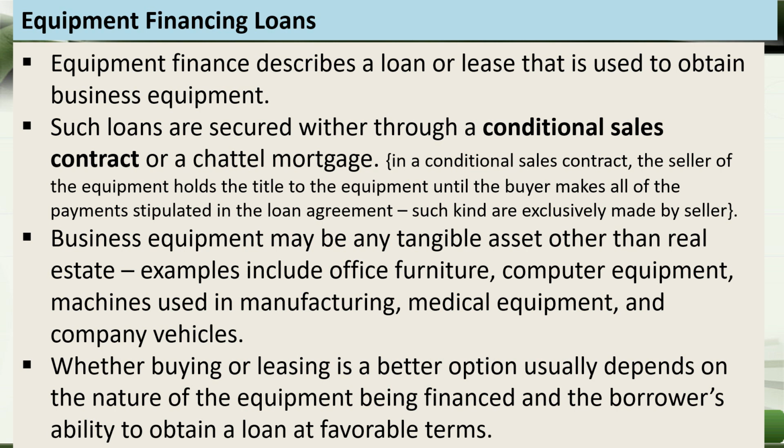Okay. So furniture, computer equipment and all these things are not real estate; they are equipment, and these loans are meant only for these items. Whether buying or leasing is the better option is usually something management calculates, and usually in equipment financing there will be a buying option. Depending on the borrower's ability to obtain a loan on favorable terms, they will calculate whether this option is better than taking an alternative term loan and buying the equipment directly instead of leasing. So that can be studied.